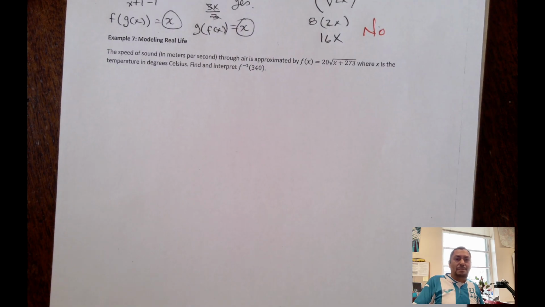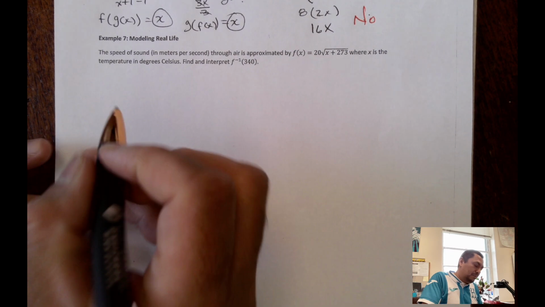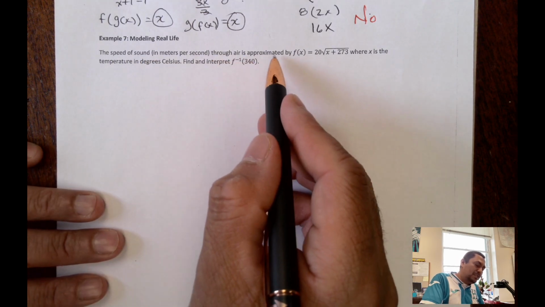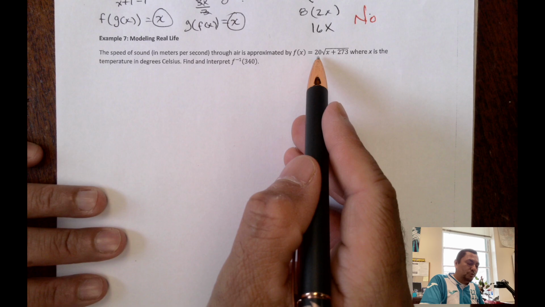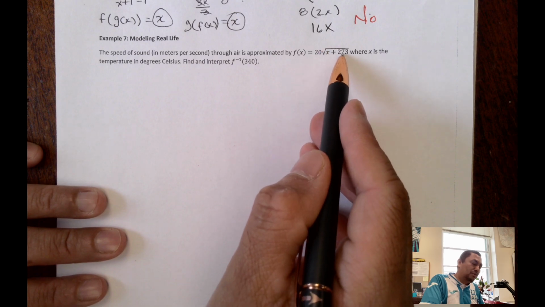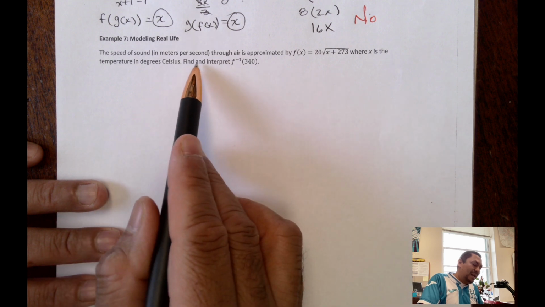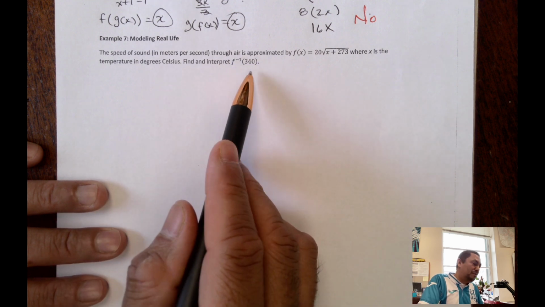Final example is an application, modeling real-life problems. The speed of sound in meters per second through air is approximated by f(x) equals 20 square root of x plus 273, where x is the temperature in degrees Celsius. Find and interpret f inverse of 340.